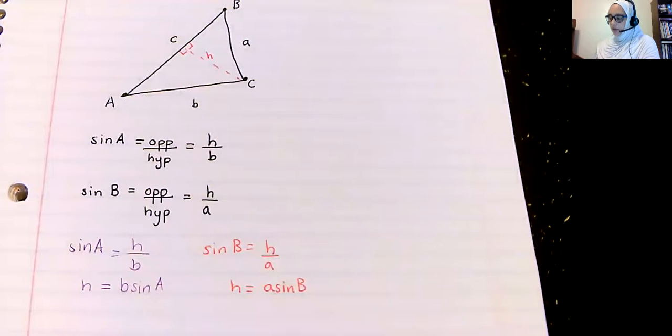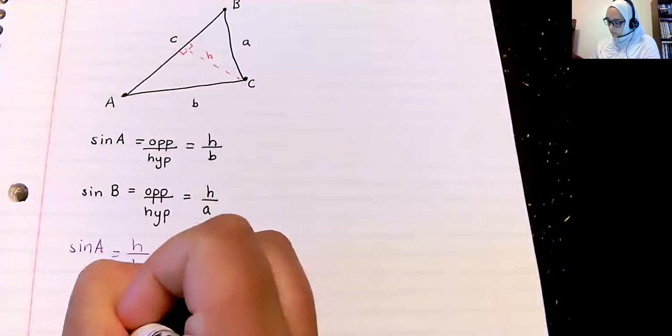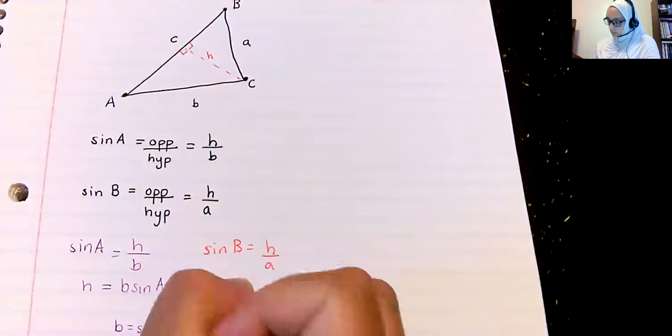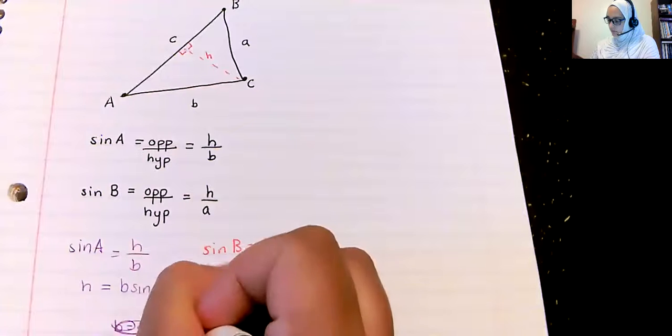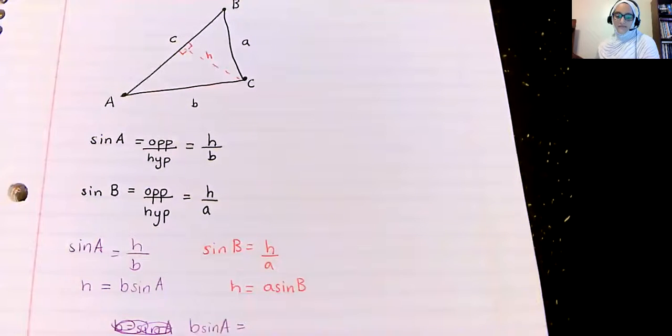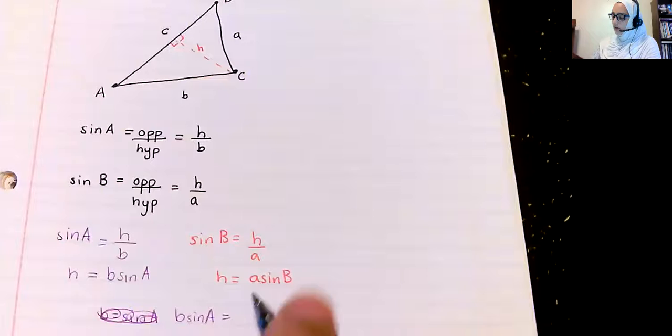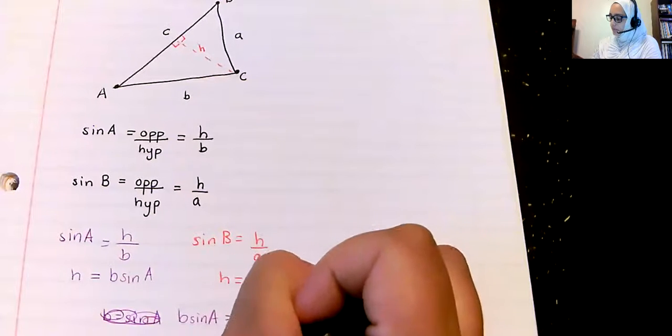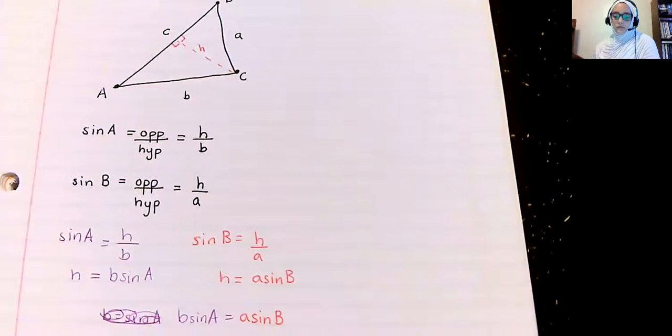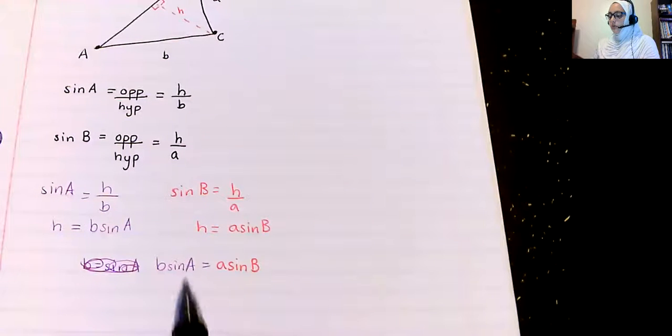Now we're going to set them equal to each other. I made a little mess up. I put my equal sign in the wrong spot. All right, so since H is equal to H, we could set these two equal to each other. That's what we've done here. Now this doesn't quite look like our law of sines yet, does it? It's getting there, but not quite. So here's what we're going to do. We're going to get rid of this part.